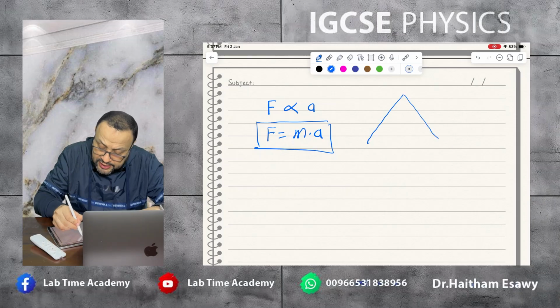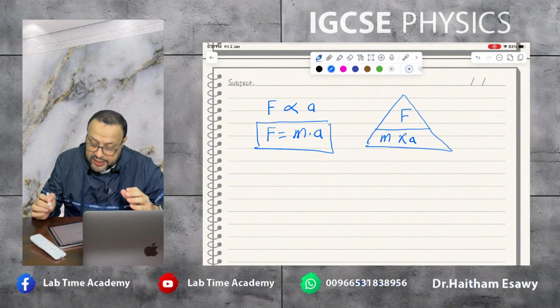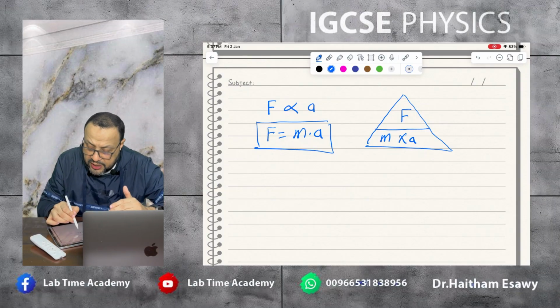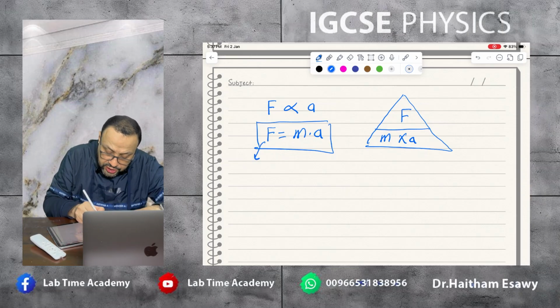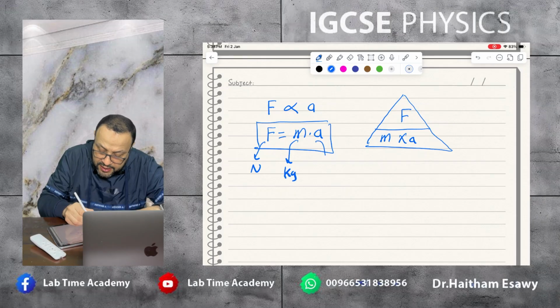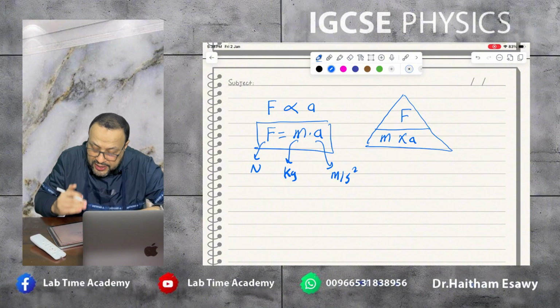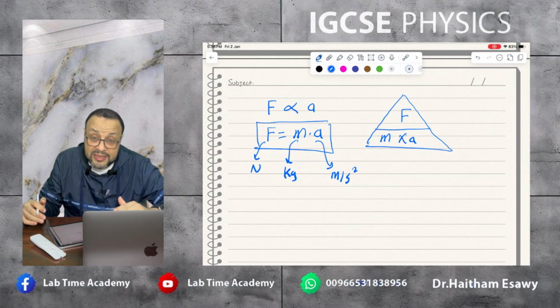And I can put Newton's second law in this triangle. Here we have F, and M multiplied by a, so we can get any one of them. I can get F equals m times a from the triangle, and m equals F divided by a, and a equals F divided by m. Force is measured in newtons, mass in kilograms, and acceleration in meters per second squared, or m s^-2. So this is related to Newton's second law.